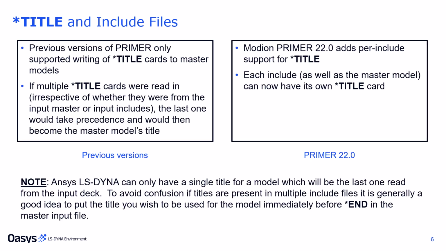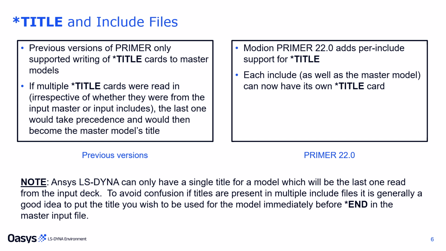The star title card and include files. Historically, Primer has only ever stored a single title for a model. If multiple title cards are read, then only the most recent one would be remembered, and it would be written out only in the master include file. Primer 22 now remembers titles on a per include file basis. A title card read in a file is remembered as belonging to that file. On keyword output, any include file, including the master file, containing a title will write it out in that file.